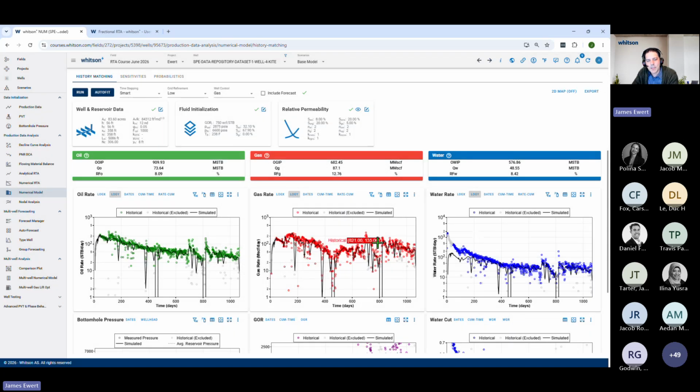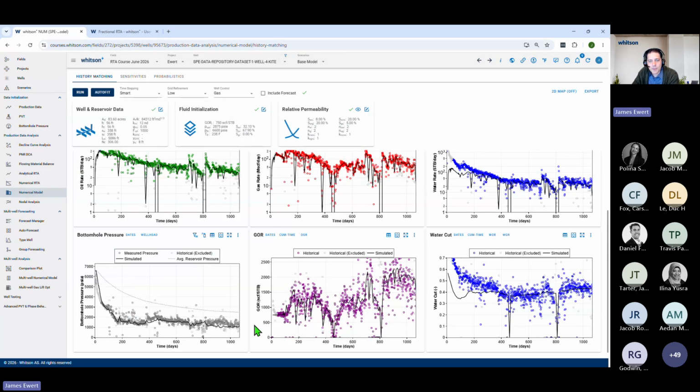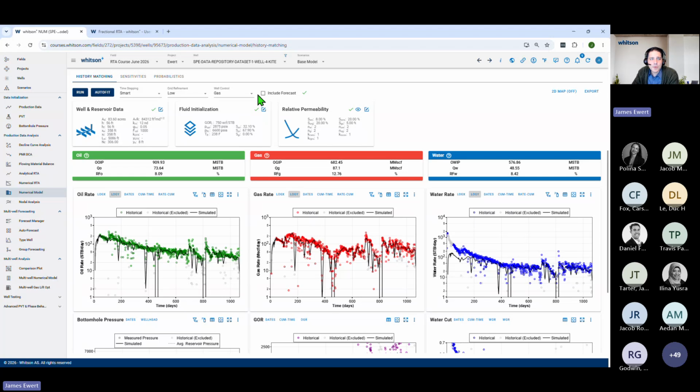Now this model match looks pretty good. It's going all the way through. And so what we can also do is include a forecast here. Now forecasting in Whitson is so easy, and one of the things I really love about the software. So I just click this box here.